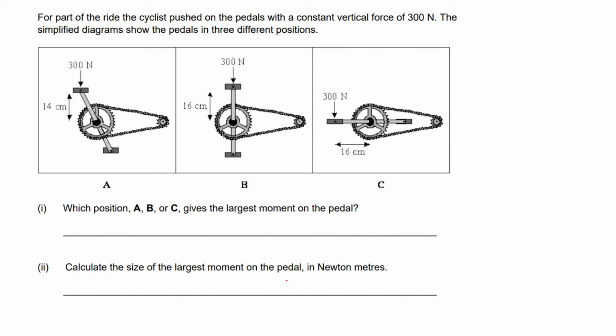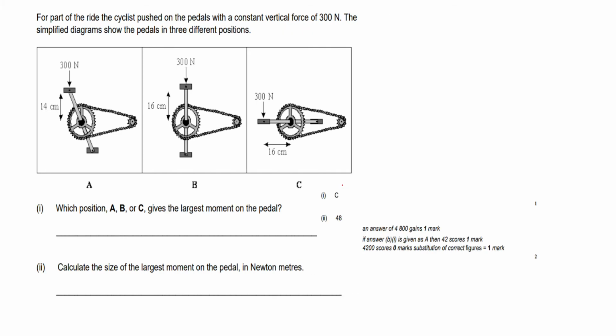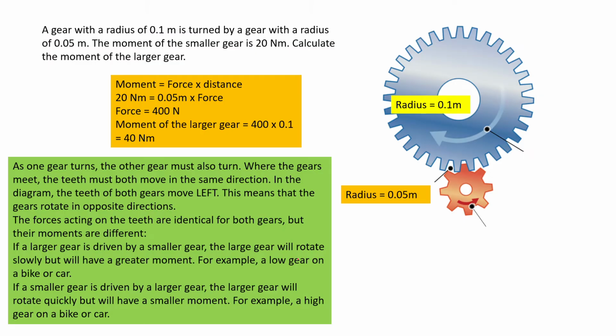Calculate the size of the largest moment on the pedal, so you will just do 300 times 16 centimeters, but remember you have to convert 16 centimeters into meters. Alright, so this is the answer. The answer is C, and it's 48 Newton meters. Alright, this question.